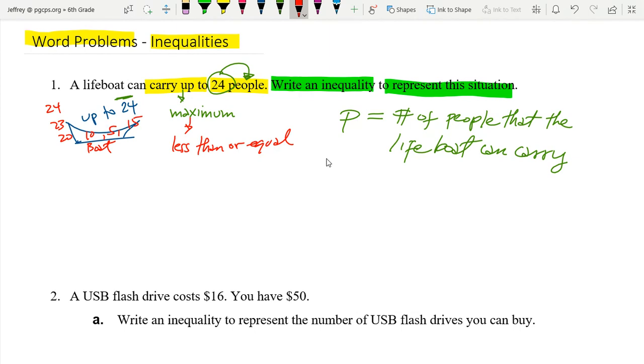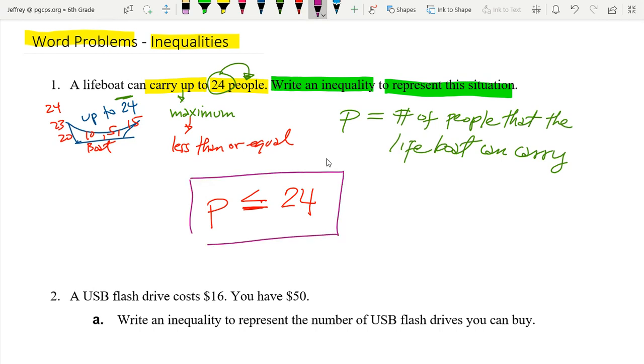So our inequality would be, P represents the number of people that the lifeboat can carry, should be less than or equal to 24. So this would be our inequality for the situation.